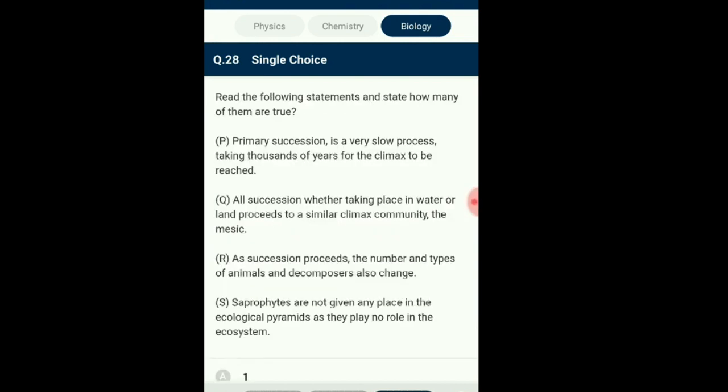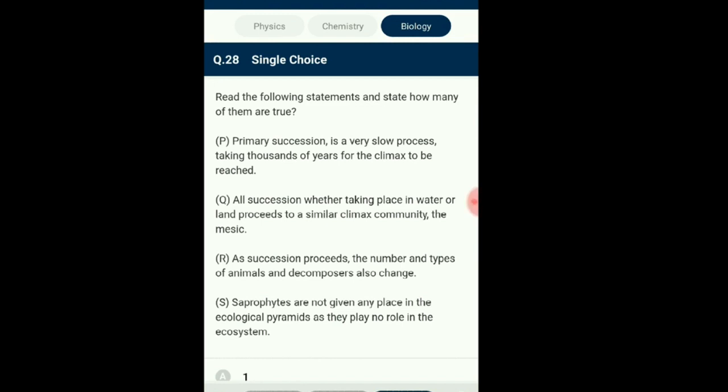Question number 28. Read the following statements and state how many of them are true. Here, a few species occupy an area, leading to declining or disappearance of other species. This change in the composition of species in any given area is called ecological succession. When succession occurs in an area where no living organism ever existed, it is called primary succession. There has to be soil for a biotic community to be established, and it takes 100 to 1000 years for fertile soil to be produced. Hence, primary succession is a slow process.